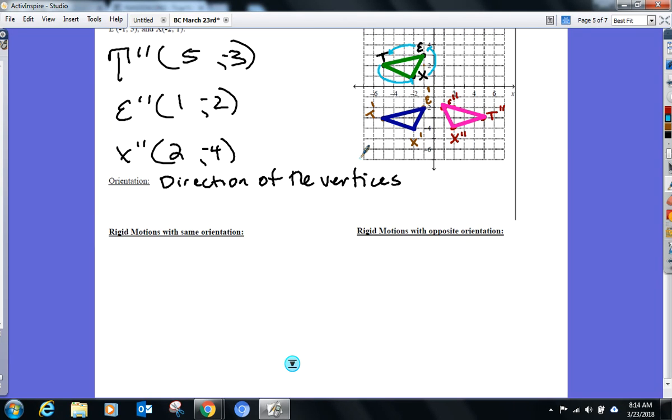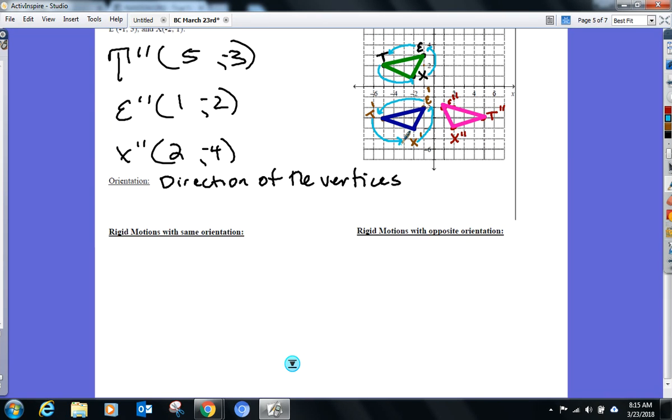Go the same order Amanda just picked for the original, which was what, Amanda, again? XET. So everyone go XET again. What direction is it going? Clockwise or counterclockwise? Counterclockwise. So we say these two triangles have same orientation. Why? Because they're both going in what direction? Counterclockwise. Everyone see that? All right, go to the double prime triangle now.